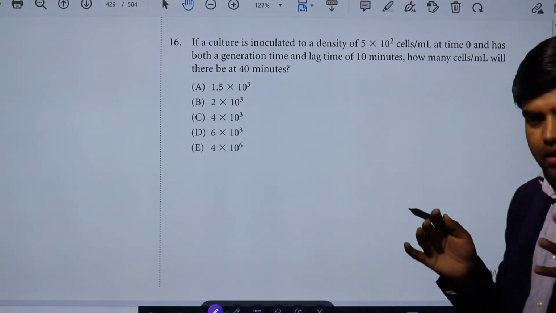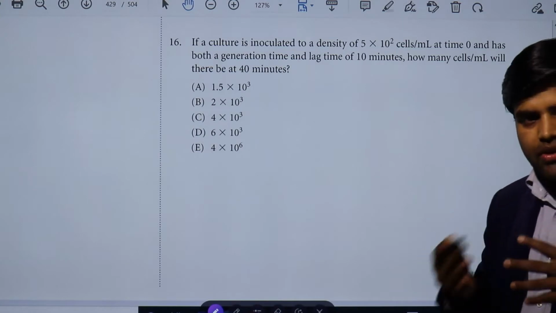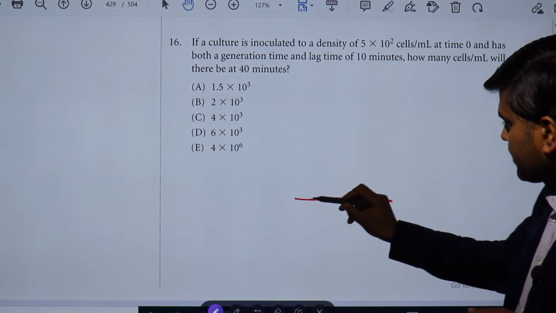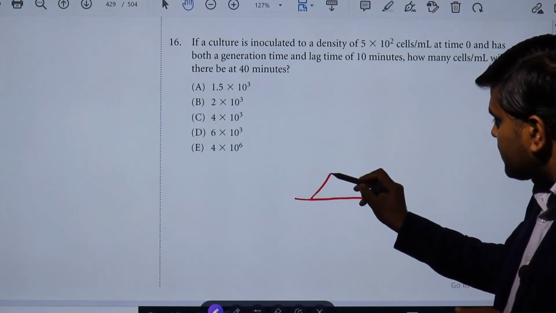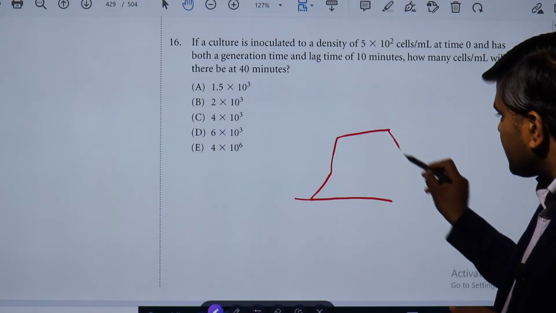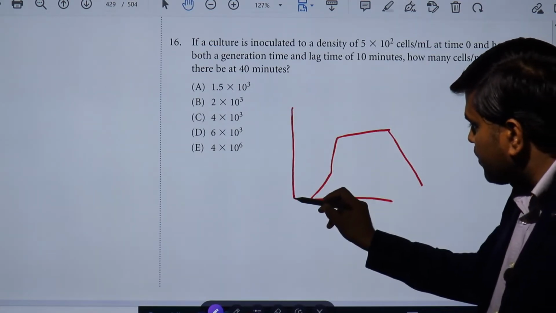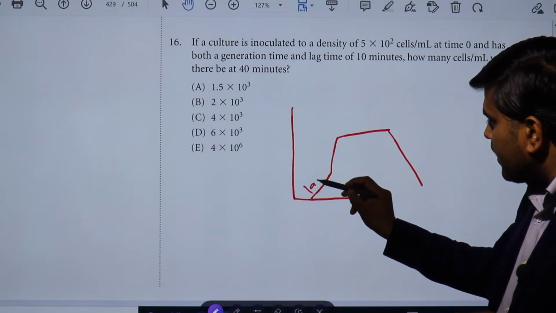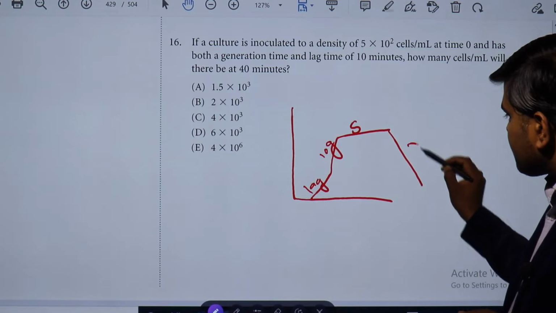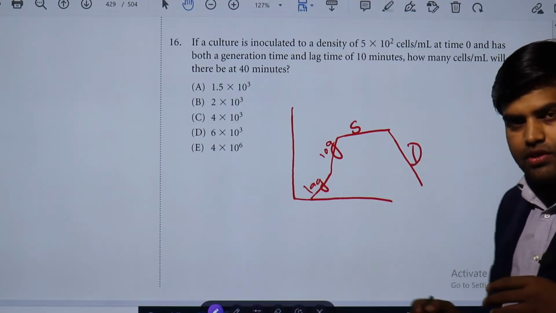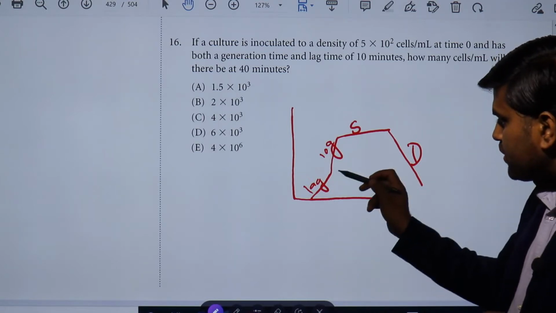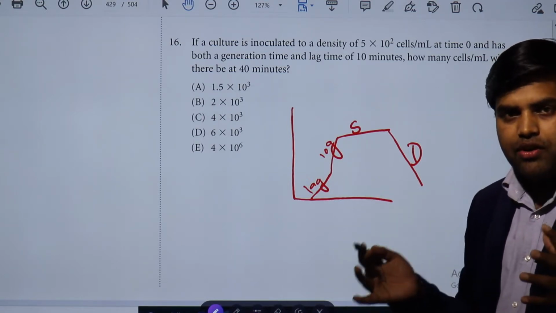If you remember the bacterial growth cycle, it has 4 phases. This is the lag phase, then there is a log phase, then a stationary phase, and a decline phase. So this is your bacterial growth curve. In the lag phase, the bacteria do not multiply. In the initial phase, they preserve all the material for multiplication.